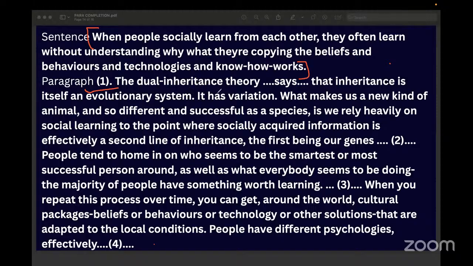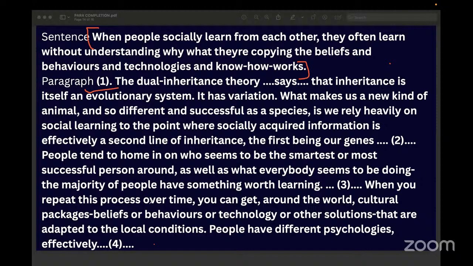paragraph. The dual inheritance theory says that inheritance is itself an evolutionary system. It has variation, what makes us a new kind of animal, and so different and successful as a species is we rely heavily on social learning to the point where socially acquired information is effectively a second line of inheritance. The first being our genes. People tend to home in on who seems to be the smartest or most successful person around, as well as what everybody seems to be doing. The majority of people have something worth learning.